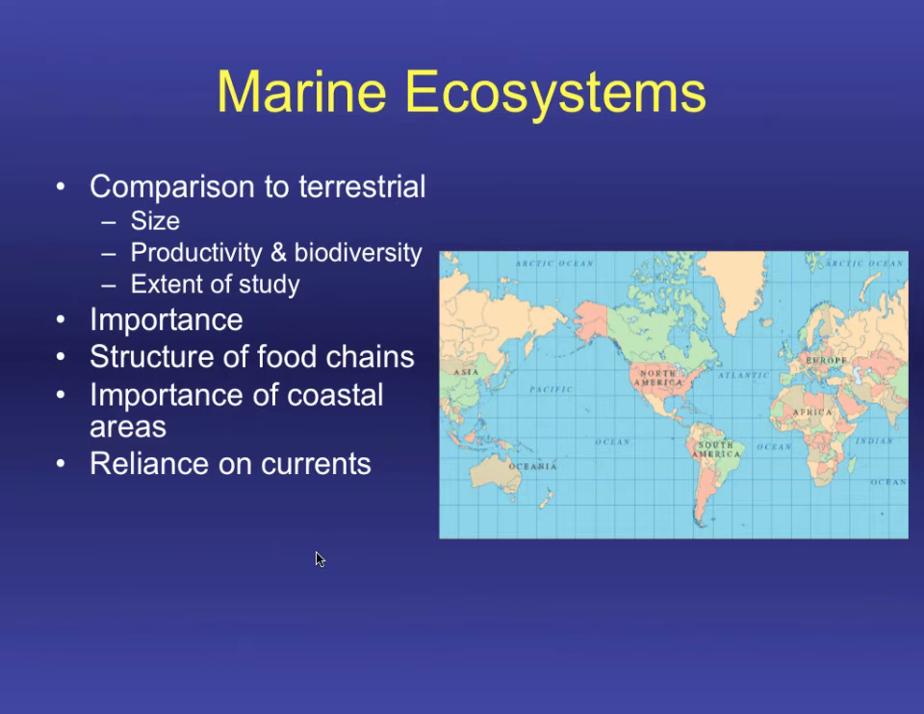Coastal areas, like I mentioned, are very, very important. You've got the nutrient influx, rivers dumping into the ocean, and warmer, shallower waters tend to be the most productive. This is also where you find coral reefs, which are some of the most productive and most diverse, second only to tropical rainforests. Coral reefs are the second most diverse habitat on the Earth. We'll talk about those here soon too.